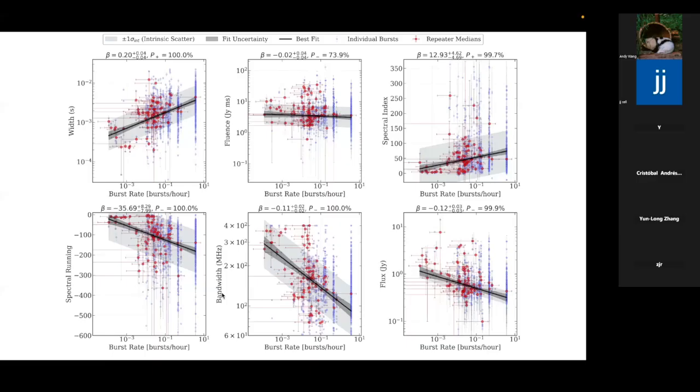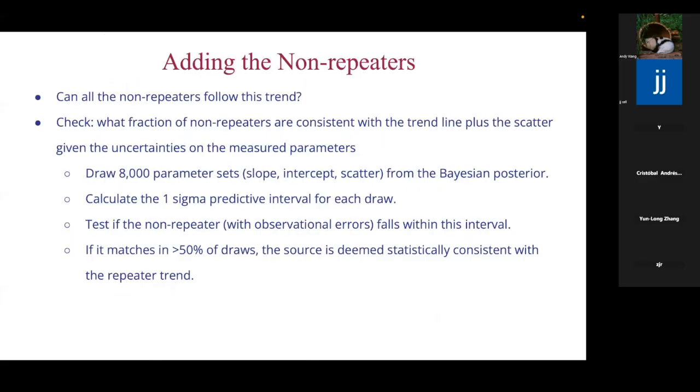Now, the next natural thing to ask is, can all the non-repeaters follow this trend, and does this trend really imply anything? The point that we're trying to make here is to find out what fraction of the non-repeaters are actually consistent with this trend line along with the scatter, given the uncertainty on the measured parameters. To do so, we draw 8,000 parameter sets from the Bayesian posterior. We calculate the 1 sigma predictive interval for each draw, and then we test if a non-repeater along with its observational errors falls within this interval or not.